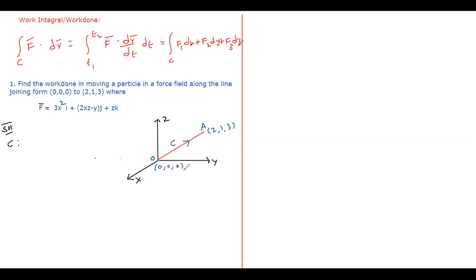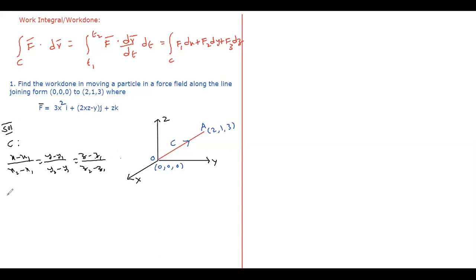If this is x1 y1 z1 and this is x2 y2 z2, what is the equation of the straight line joining x1 y1 z1 and x2 y2 z2? That is going to be (x minus x1) by (x2 minus x1) equal to (y minus y1) by (y2 minus y1) equal to (z minus z1) by (z2 minus z1), right? That is the straight line equation joining 2 points in 3 dimensional.